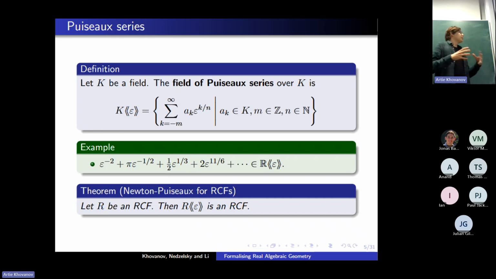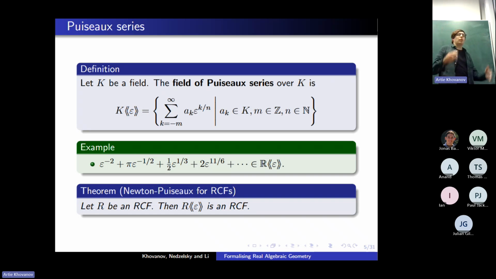You can prove that. And so what that means is that my variable which I adjoin will essentially be an infinitesimal element. And what that means is that I can start with a real closed field like the reals and adjoin an infinitesimal element and then take the real closure. So take the smallest real closed field containing it, and that will be these Puiseux series.